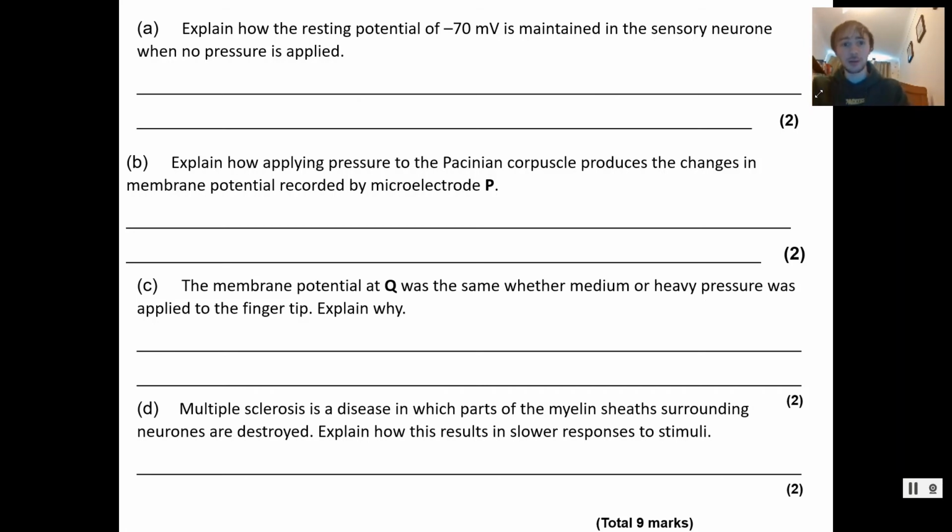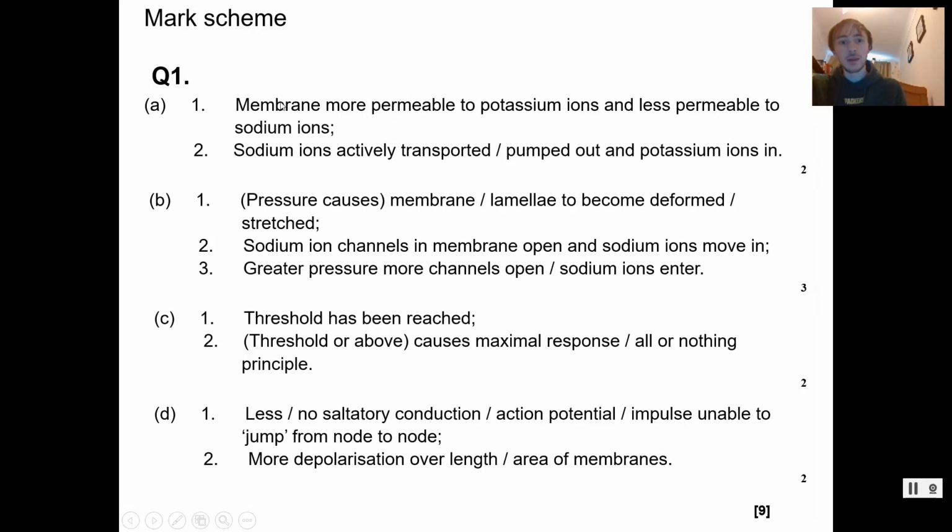How do we maintain a resting potential? We're looking at the membrane being more permeable to potassium ions and less permeable to sodium ions, or you can go into a bit more detail and talk about leak channels for the potassium ions and not for sodium ions. That's fine, and the sodium ions are actively transported out and potassium ions in. Now I would be going into a lot more detail than that, but those are the 2 marks you need, and I would anticipate everybody getting them.